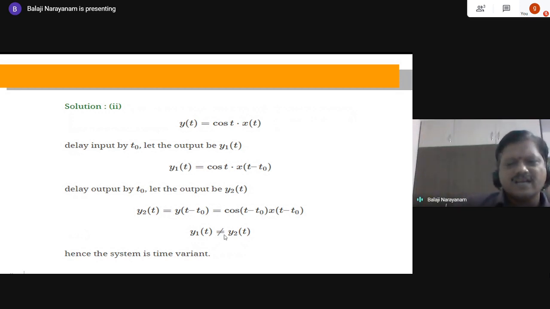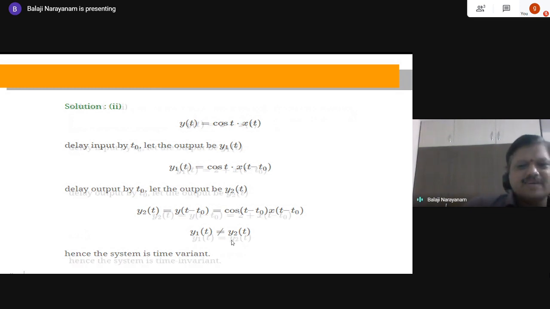So again we do not get the time delayed input signal resulting in the same time delayed output signal. y1 of t is not equal to y2 of t. Hence the system is time variant.